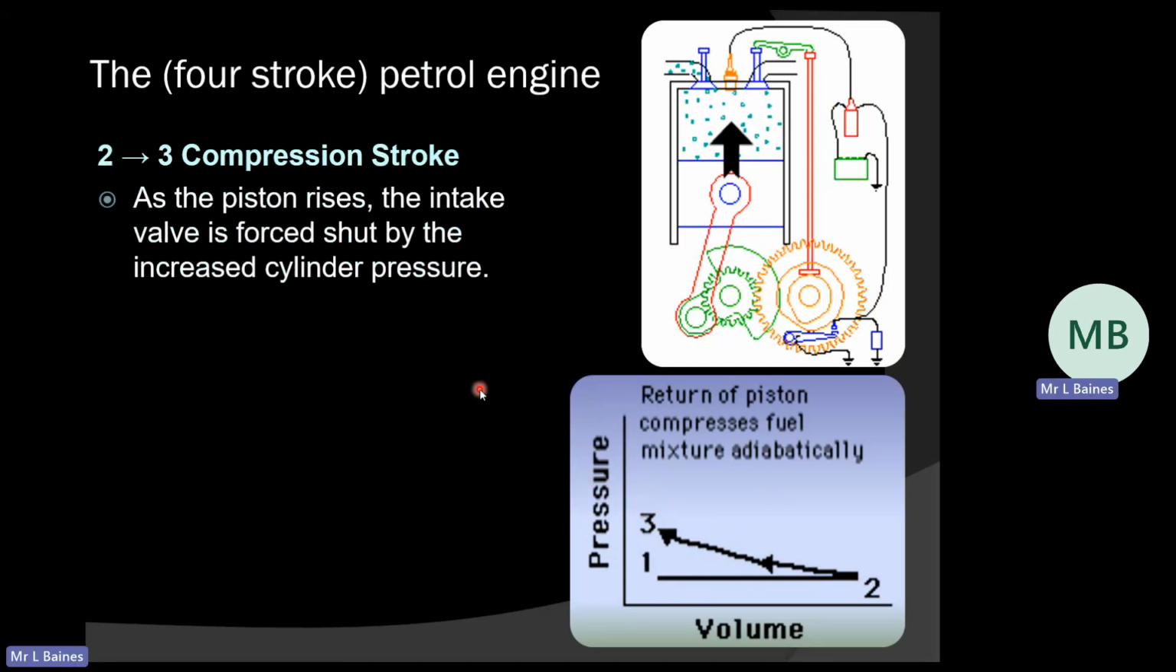As the piston rises, I've got a nice full cylinder full of air. My piston moves upwards and compresses all of that air into a much smaller space. My valve closes because it's being pushed upwards. If we look at our diagram here, we have volume decreasing and pressure increasing between 2 and 3. So my compression stroke, 2 to 3: volume decreasing, pressure increasing.